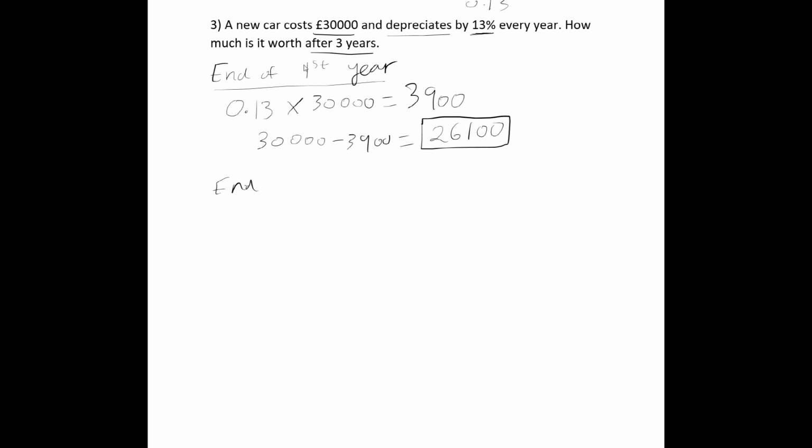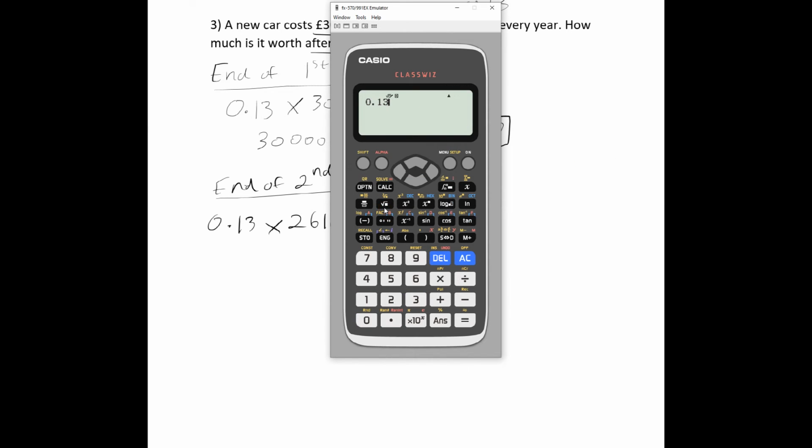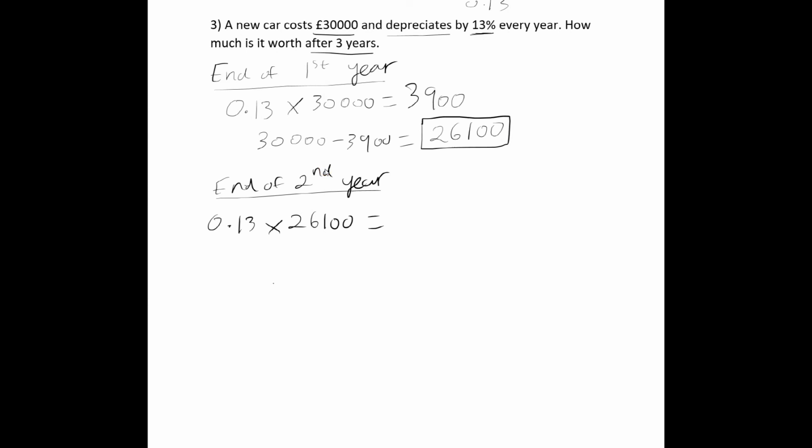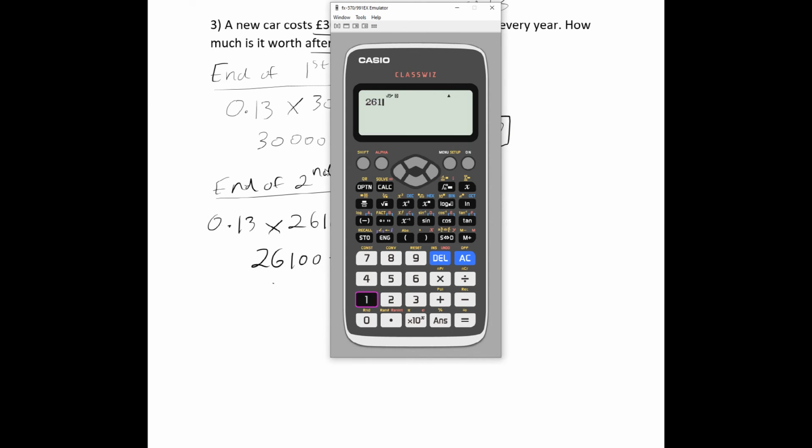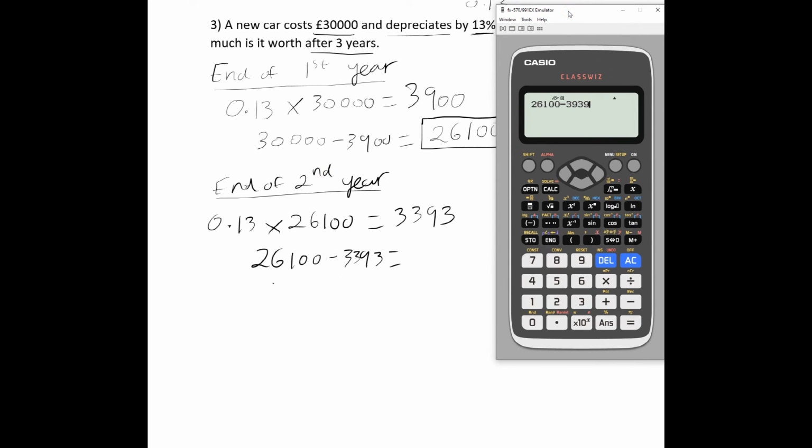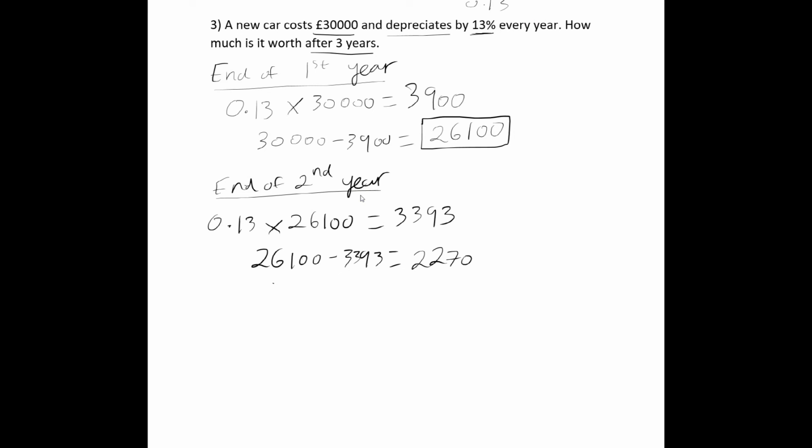Now I need to work out how much the car is going to be worth after the second year. So I write down end of second year. I work out 13% of 26,100, which is 3,393. I subtract this from 26,100. Sorry, it was 3,393, sorry. Which is £22,707.